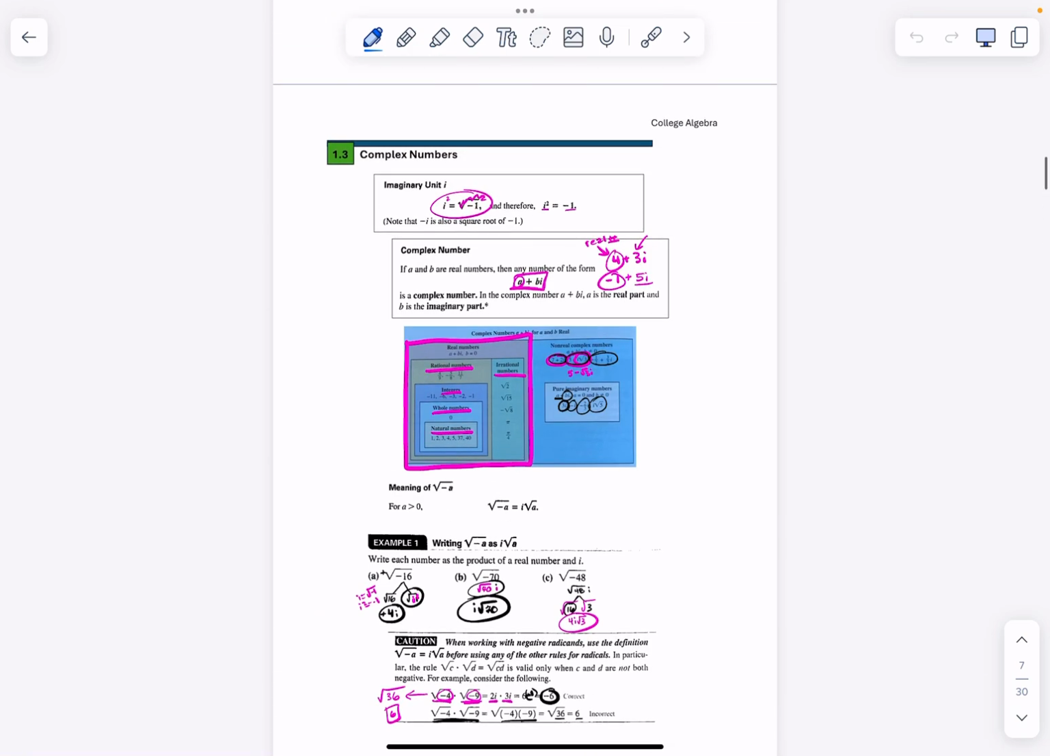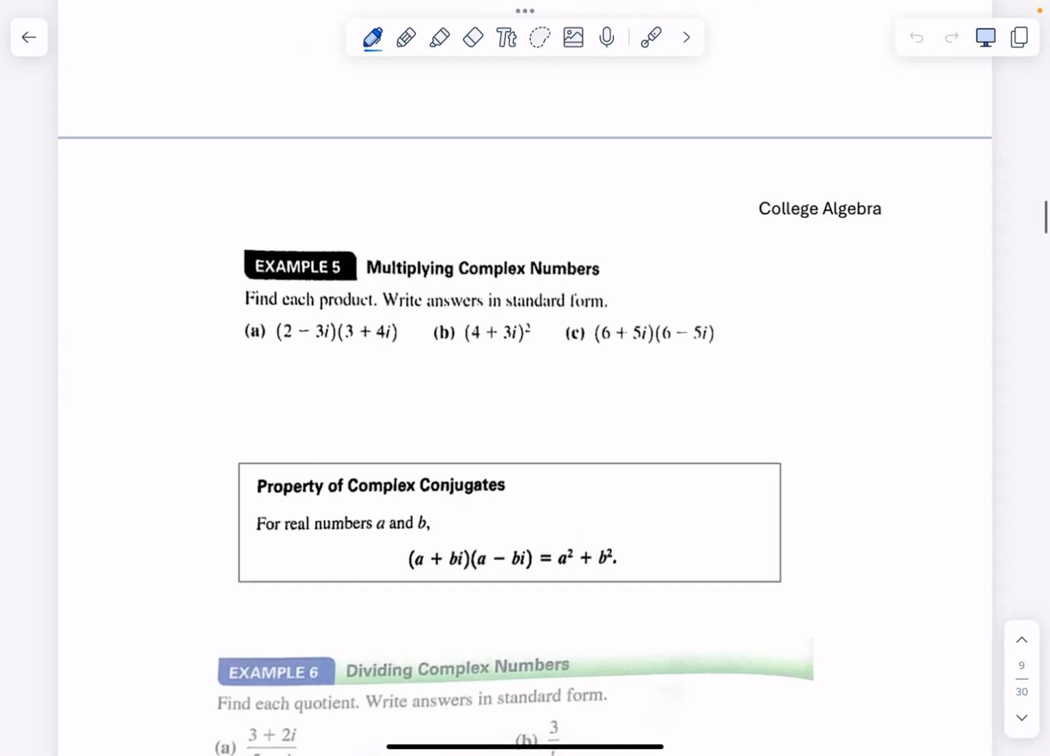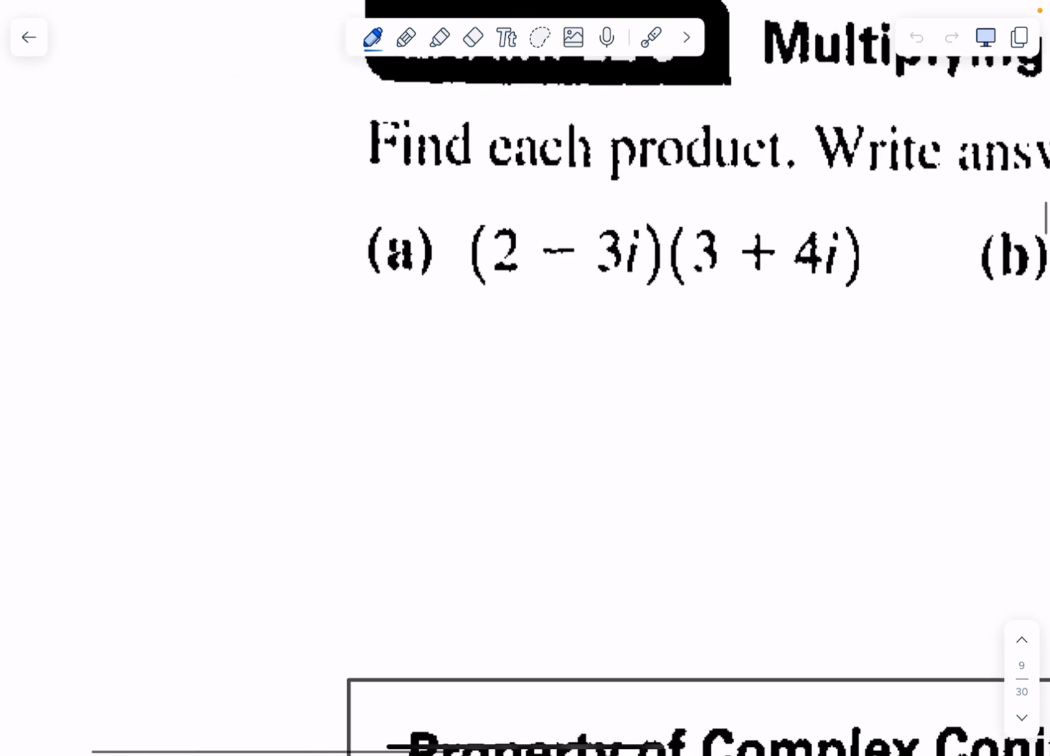Okay, this is 1-3. We're on the second half of it. We really don't have very much left, so here we go. We're on example 5. We're multiplying complex numbers. There's 3 parts or 3 questions to this.